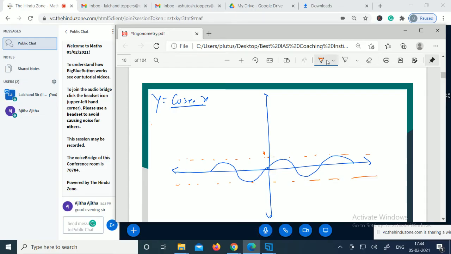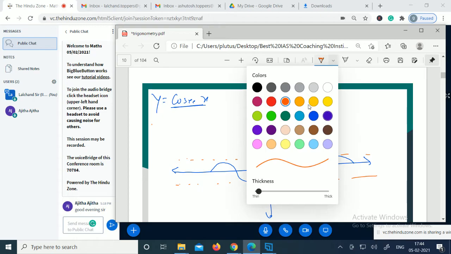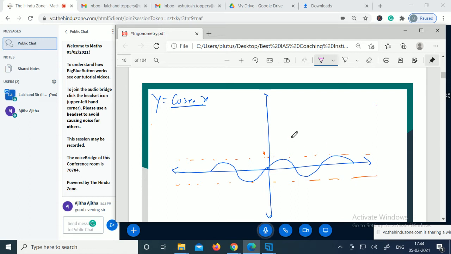Now if I revert this shape, so what is the shape like this? This will be turned like this. If I revert this shape, making an image of this shape about the line, this dotted line. Okay. So the image of this curve about this line, like this. So our pink plot is our cosec plot.